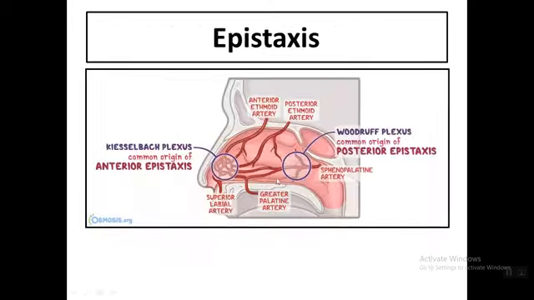The importance of this is that epistaxis, which is bleeding from the nose, occurs in this area, called Little's area or the Kesselbach plexus. This is the anterior epistaxis, or it might be a posterior epistaxis, which is from the branch called the sphenopalatine artery, a branch of the maxillary artery. Anterior epistaxis or posterior epistaxis: the bleeding will be either anterior or posterior.